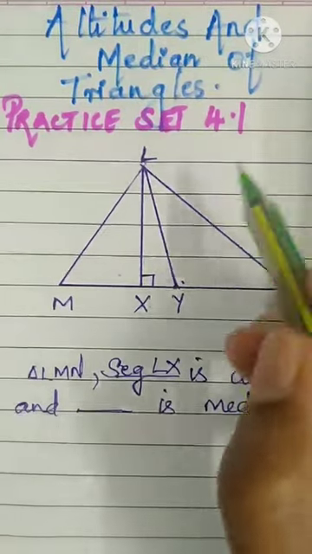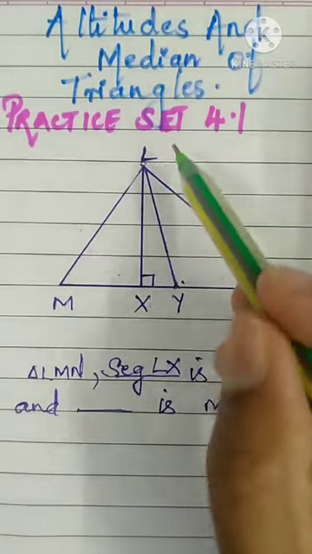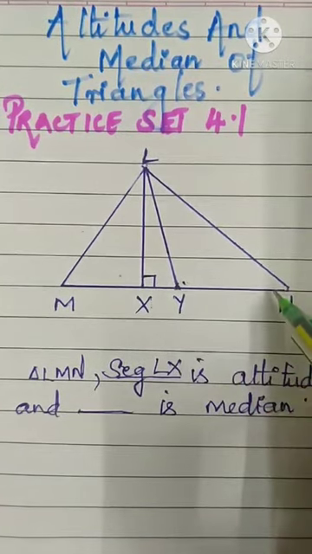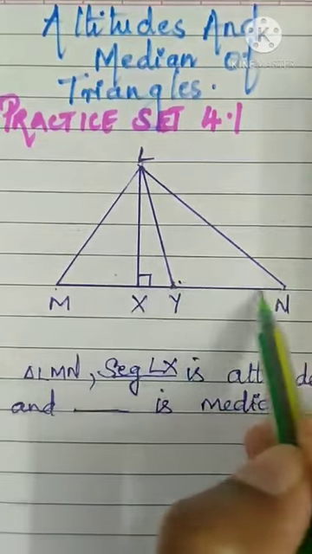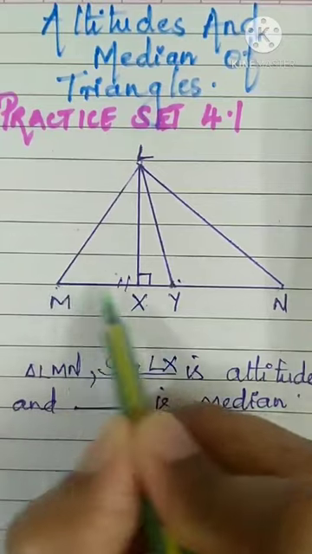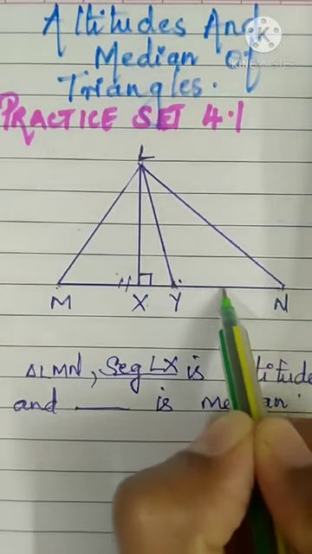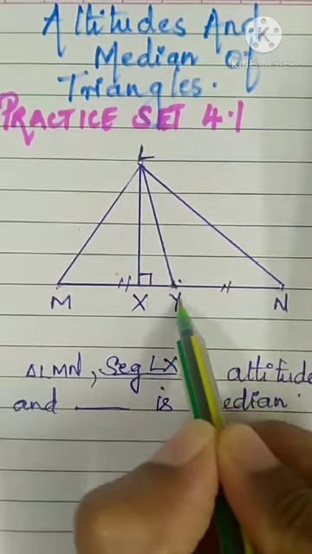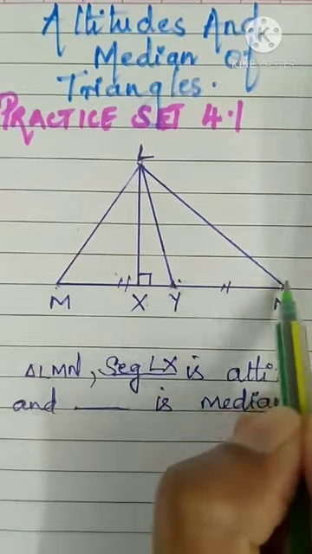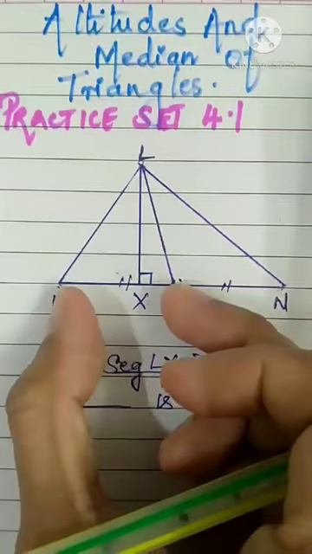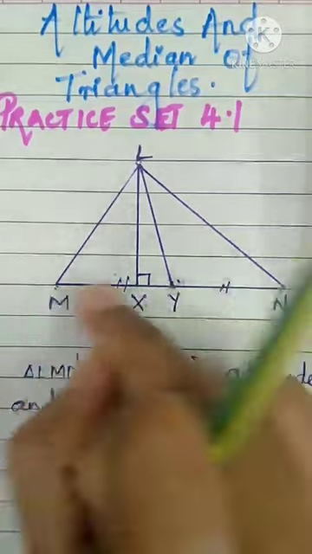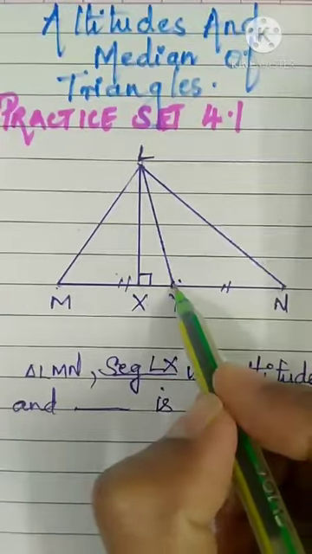What is a median? The median is the segment drawn from the vertex to the midpoint of the opposite side. That means for side MN, this point Y is the midpoint. Y is the midpoint means MY is the same as YN. Point Y is the midpoint of segment MN. If segment MN is 6, then MY will be 3 and YN will be 3. The point that divides a segment into equal parts is called the midpoint.